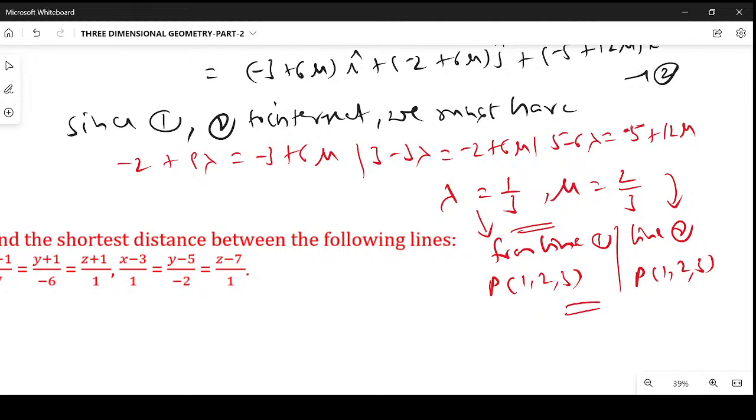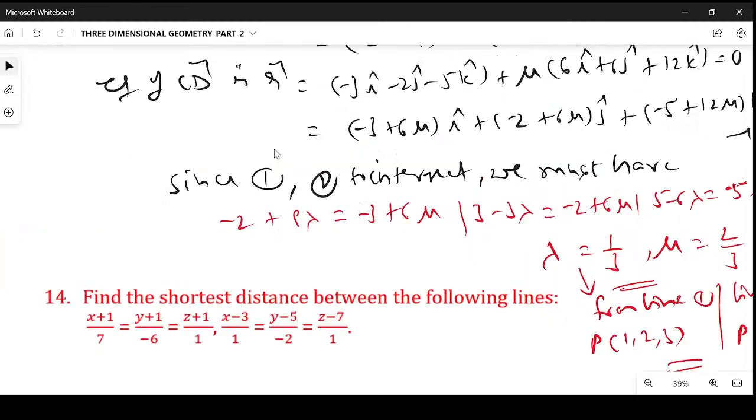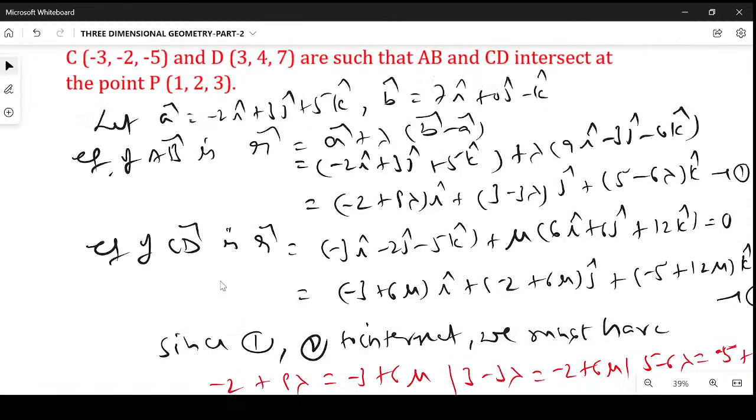Therefore, we can say the two lines intersect at the point 1, 2, 3. Therefore, the given two lines intersect at the point P 1, 2, 3. They are asking that only, right? Yes, P 1, 2, 3.